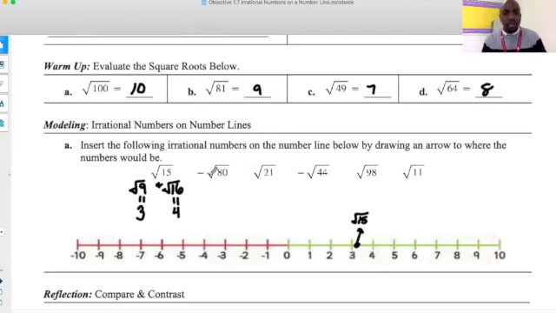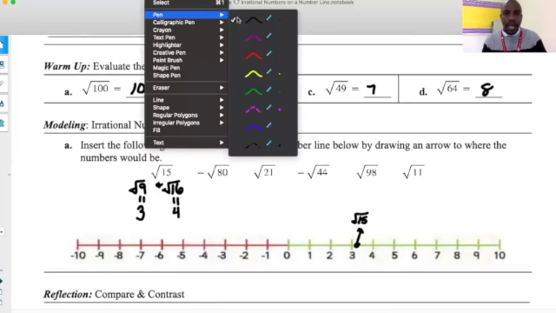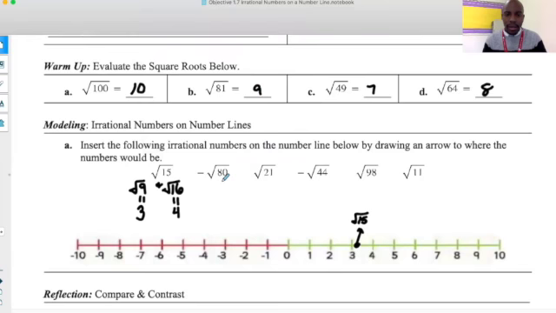Negative radical 80, or negative square root of 80. Now notice that negative is on the outside, right? That negative is on the outside, which means that this is going to be a negative number. Now, the square root of 80, where does the square root of 80 fit? I know it has to be between, and we're looking at perfect squares. Think about perfect squares for a second.